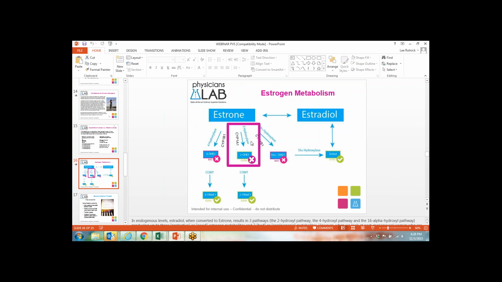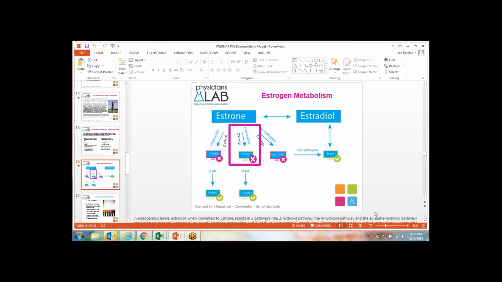Hold on one second. My screen's going to refresh really quickly, and then I'll be able to show it to you.